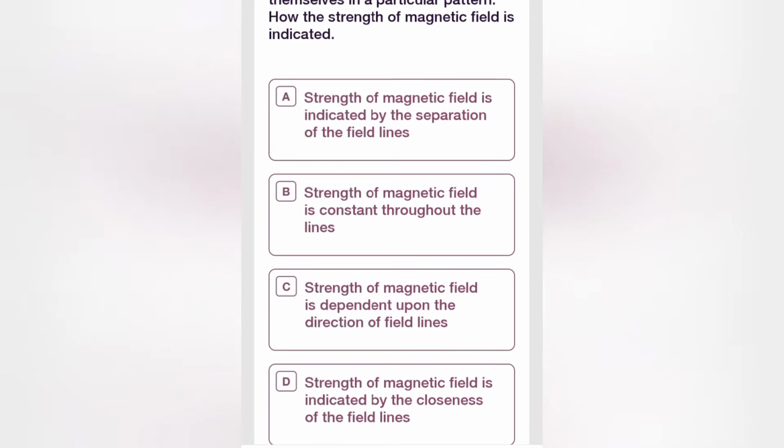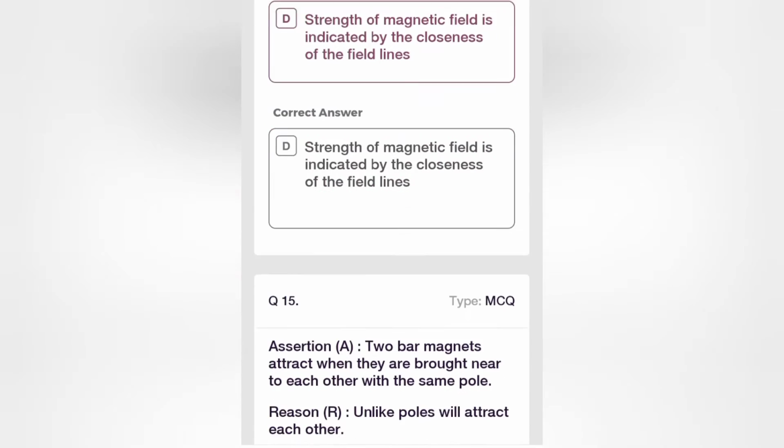They have given four options: indicated by separation of the field lines, is constant throughout the lines, dependent upon the direction of the fields, and indicated by the closeness of field lines. Option D is the correct answer, indicated by the closeness of field lines.